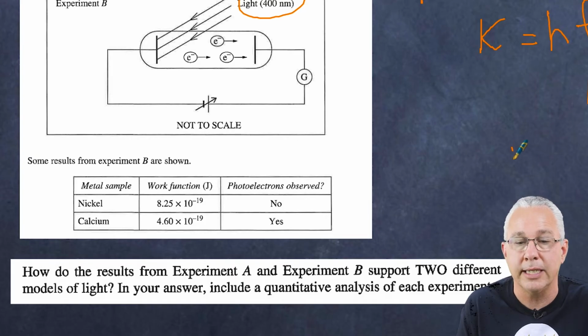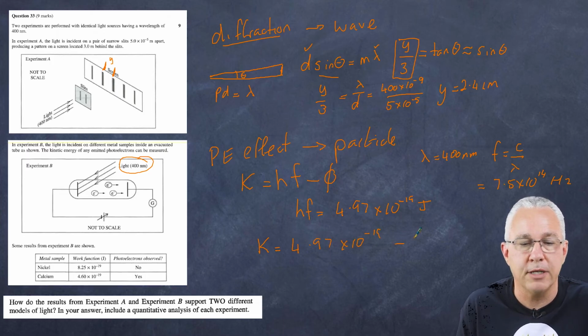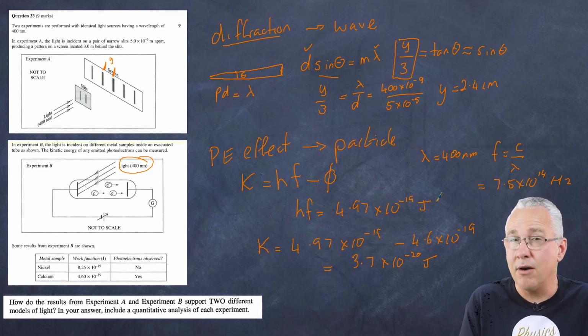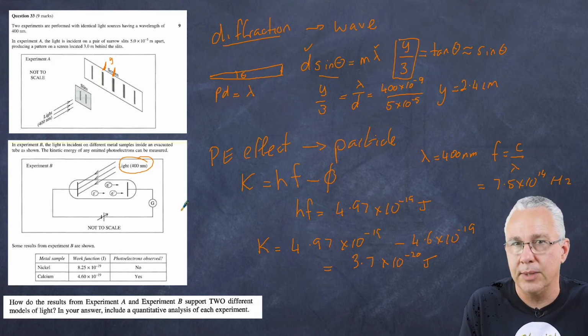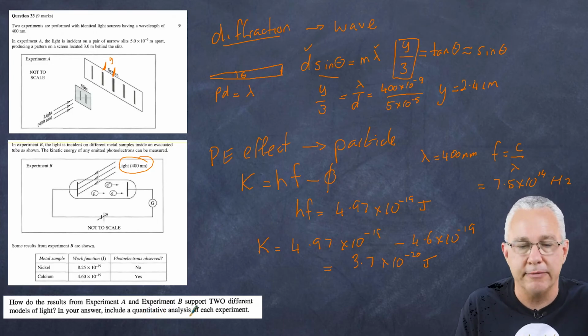So I can actually work out the kinetic energy of my photoelectrons, because it's the difference between the energy that they receive, subtract, of course, the work function for calcium, which is 4.6 by 10 to the power of negative 19, and I get a grand total of 3.7 by 10 to the power of negative 20 joules. So now I've shown a thorough understanding of the photoelectric effect, as it is showing a particle-like property of light in this case. So that's answering the question, but I've supported the model and I've included a quantitative analysis.